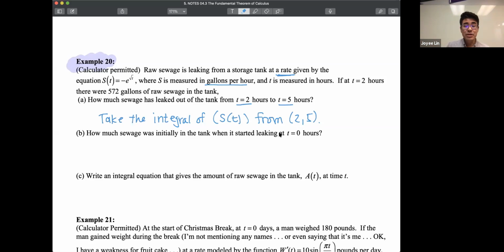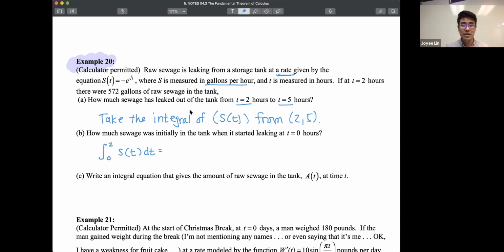Now, part B says how much sewage was initially in the tank when it started leaking at 0 hours. So how would you do this one? I think this one would be harder to write out as a sentence, so we could do this, right? If we want to find how much was initially in the tank, we could do what? The integral from 0 to 2 of S of t dt.